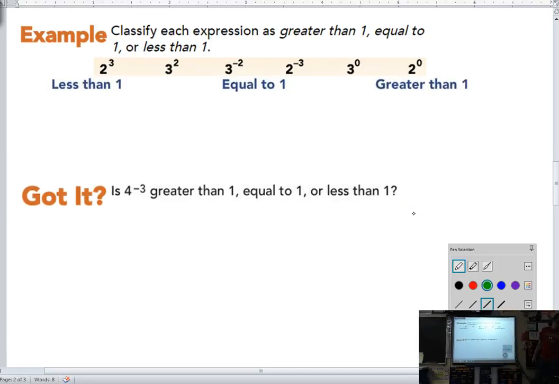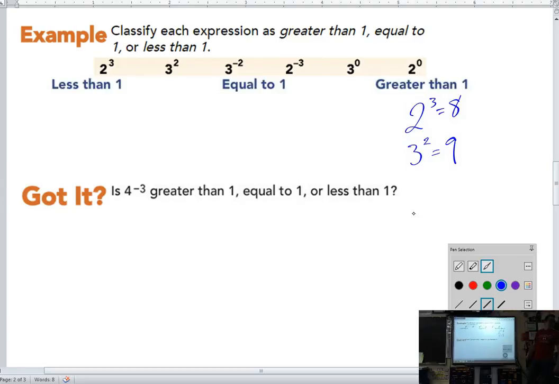All right, Ozzy, 2 to the third. Where would that go? Greater than 1. Why? What is 2 to the third? It's actually 8, so of course it's greater than 1. Dom, 3 to the second. 3 to the second, that's greater than 1. What is it? 9.